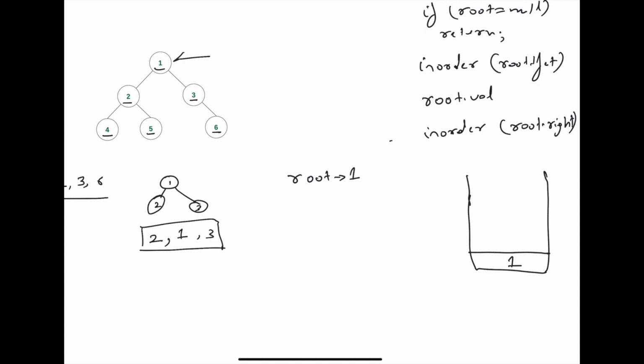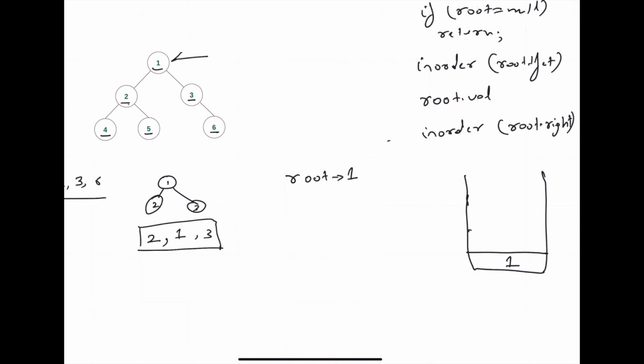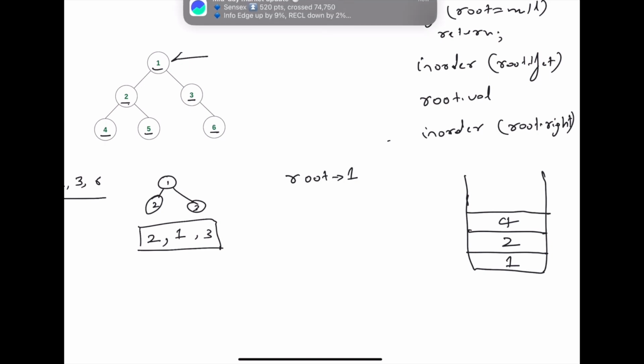So we will be storing 1 in the stack. Then we will be visiting its left child, 2. So 2 is also not null, so again 2 will be stored in the stack. And then again we will be visiting the left of it. Then again 4 will be stored in the stack. So 4's left will be visited, and the left of it is null, so it will be returning. Then we will be printing root dot val. Currently the root is 4, so we will be having 4 here. So 4 will be printed.